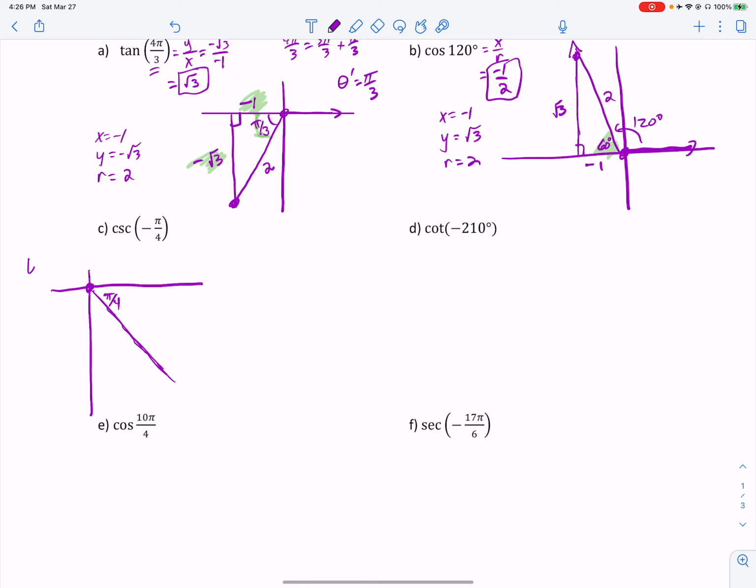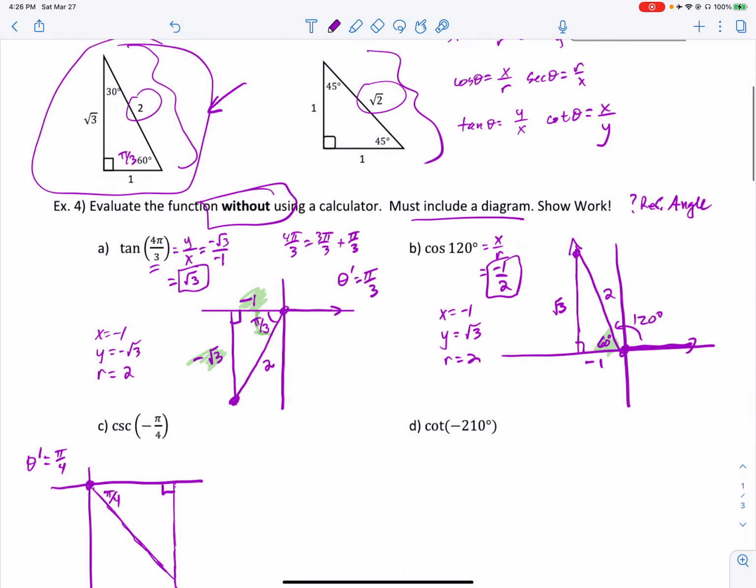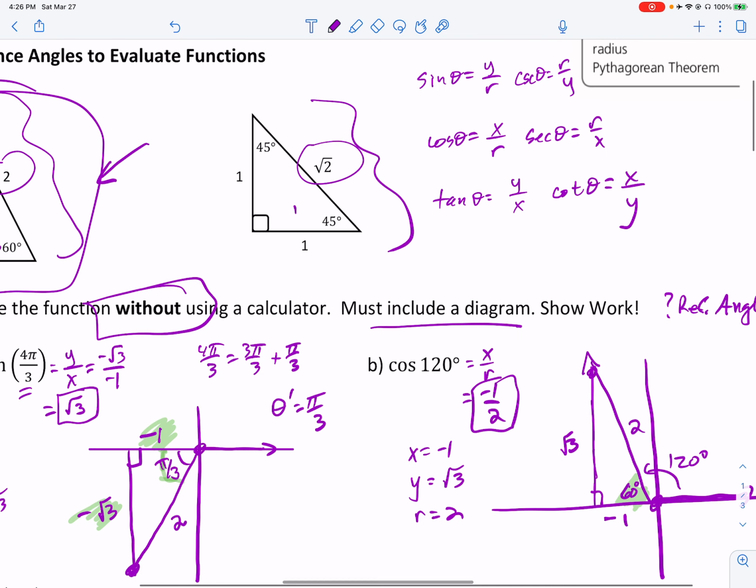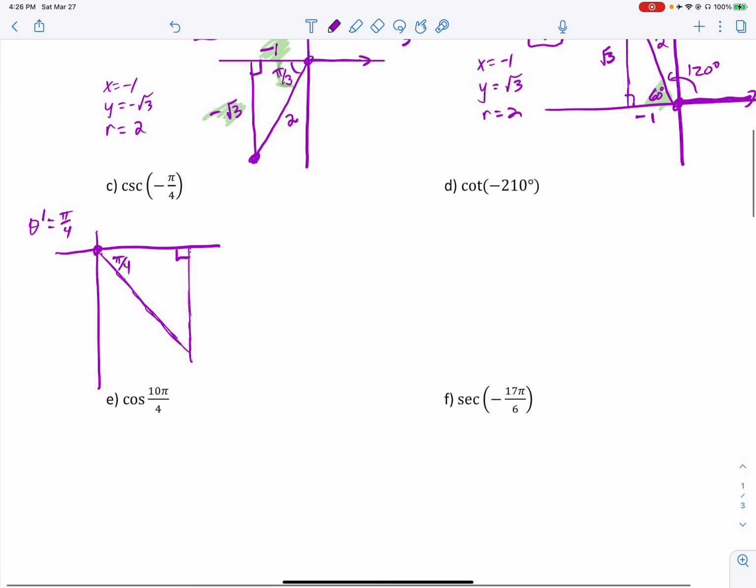So my reference angle is pi fourths, even though we rotated clockwise. The angle is negative, but in terms of the reference angle on the triangle, we're thinking of that as pi fourths. So now that is your 45, 45, 90. So you are going to be using this other triangle where the legs are going to be 1 and the hypotenuse is going to be root 2. I kind of like those when they're 45.